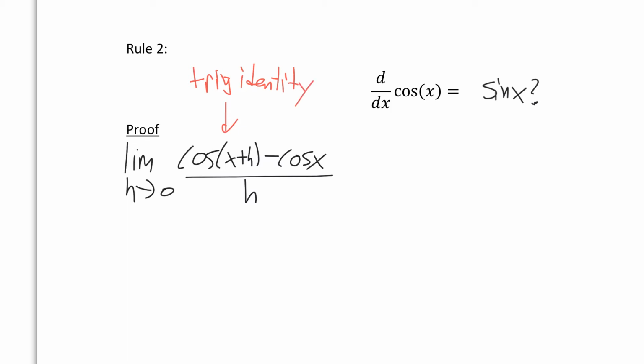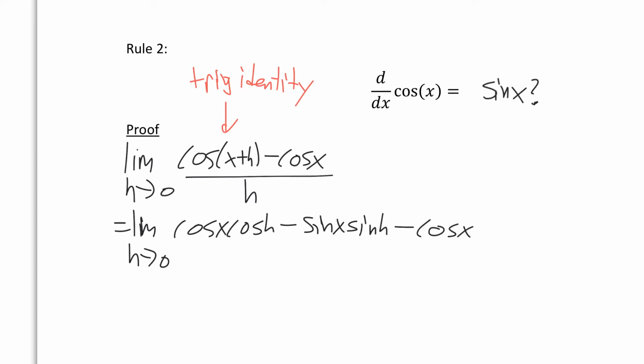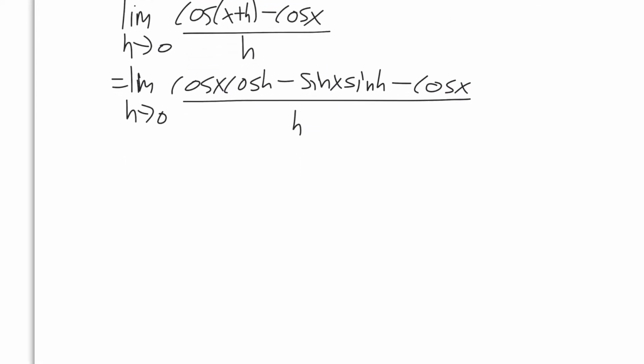In this case, the trig identity we should use is cos of a plus b, which is cos a cos b minus sine a sine b. So this gives us the limit as h approaches 0 of cos x cos h minus sine x sine h minus cos x, all over h. We notice again that there's a cos x and a cos x. We can write those side by side, so we can do a little bit of factoring. Get ready to factor them.